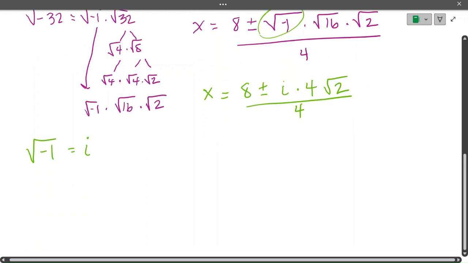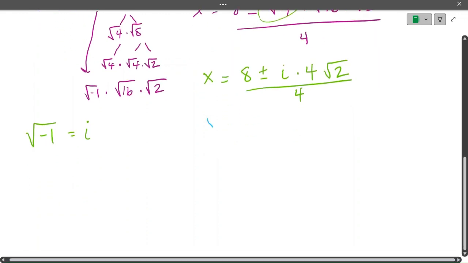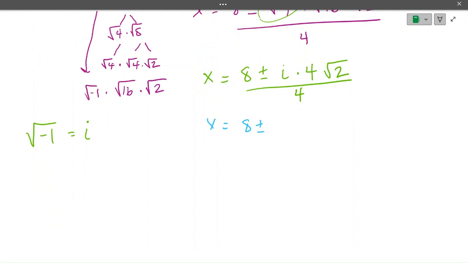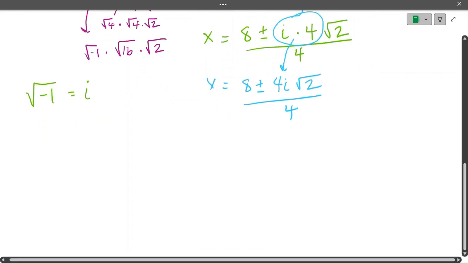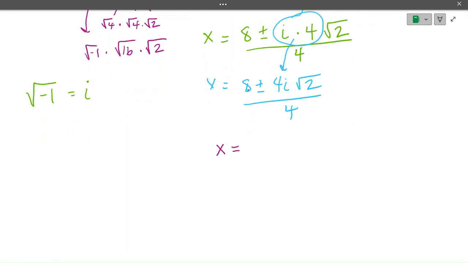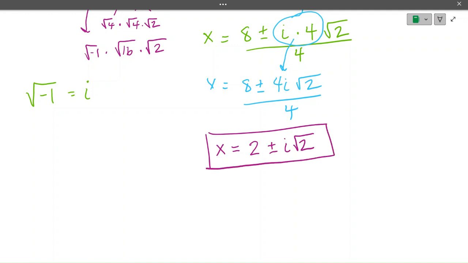So let's clean this up just a little bit and then we'll simplify. In math, we don't usually lead with an i. We usually lead with the coefficient. So I'm going to swap this to make this 4i times the square root of 2 over 4. So what you can see is I took this and made it that. Now I'm going to simplify my denominator, and remember, I'm dividing 4 by both terms. So 8 divided by 4 is 2, plus or minus 4i divided by 4 is i times the square root of 2. And these are the imaginary roots.